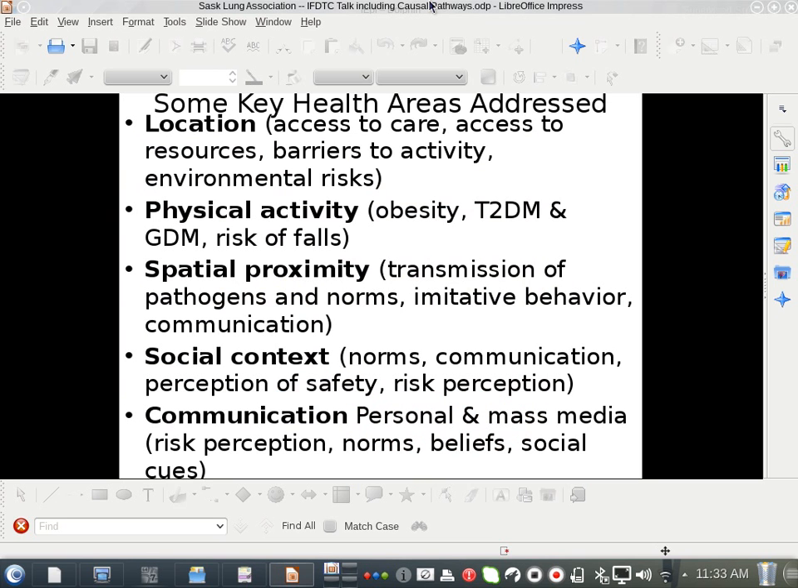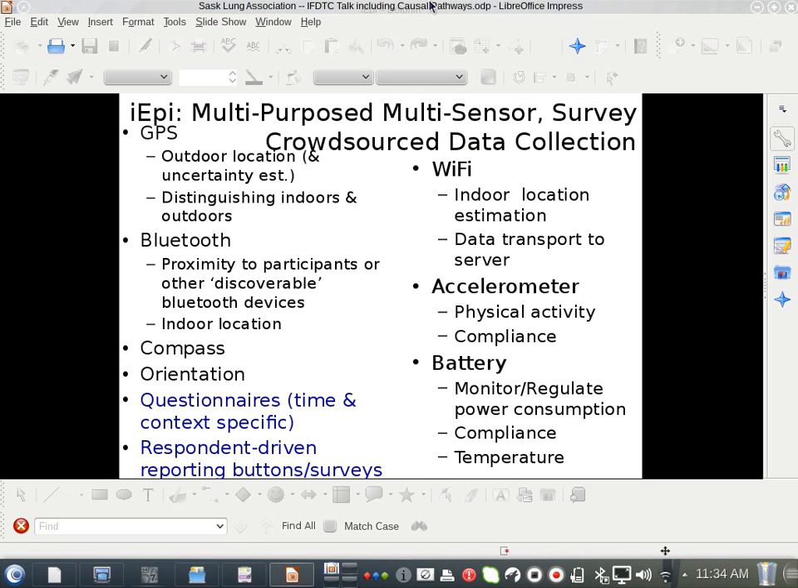And these are some of the key areas addressed. You'll recognize these from a previous slide because they're the ones I said are really hard to measure reliably traditionally. And what's really notable is that we can pick these things up with very low burden to people. We can pick up aspects of their location, their physical activity, their spatial proximity with respect to resources, including other participants, their social context, and their communicational behavior. So these smartphones provide a very convenient platform for picking this information up and for asking time and context-specific questionnaires that can ask questions of interest to a particular study.